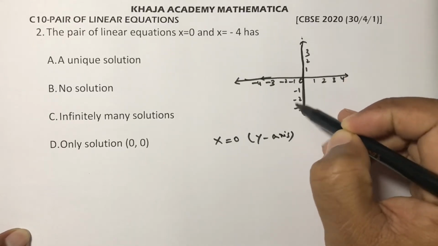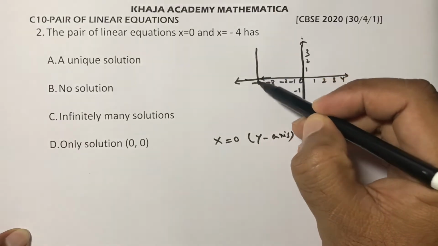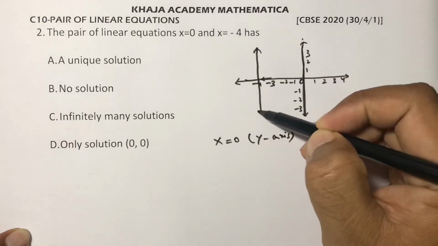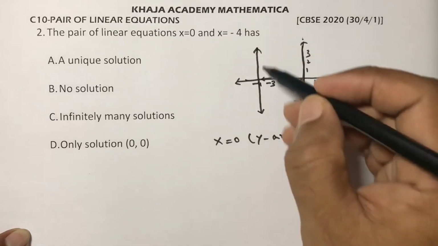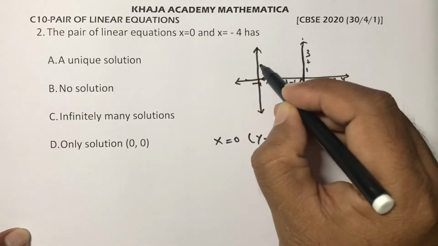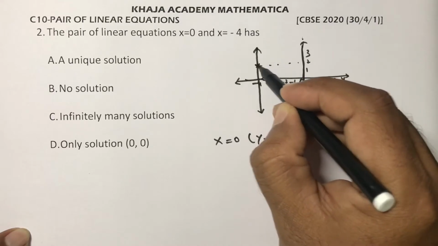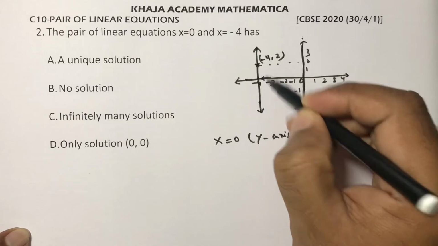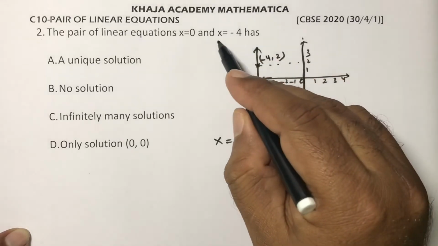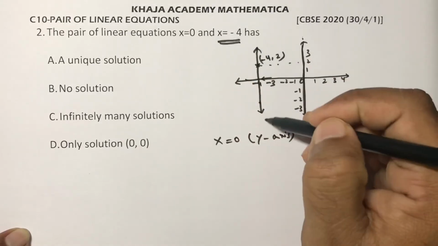And x equals minus 4: you'll get a line like this. On this line, if you take any point, the x value will be minus 4. For example, take this point, it will be minus 4 comma 2. If you take this point, minus 4 comma minus 2. So x equals minus 4 will be parallel to the y-axis.